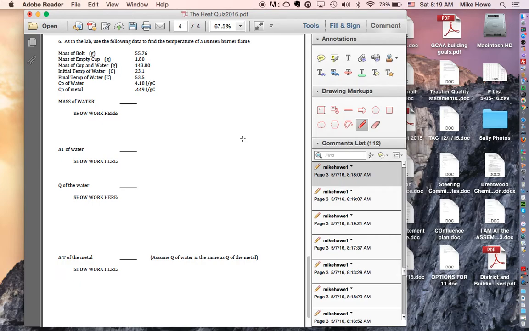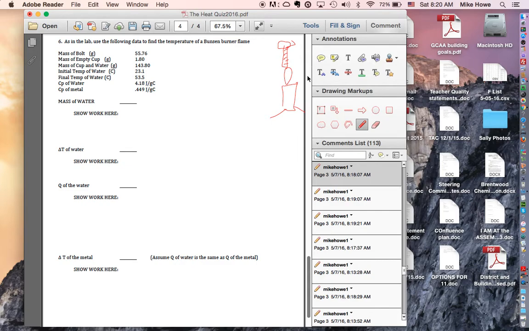Now we're on what is actually number 12, mislabeled on this test. So we had a fire. Here's a fire. It's in a Bunsen burner. In the fire, we had a bolt. And we were assuming that the temperature of the bolt would be the same as the temperature of the flame since the bolt was hanging in the flame.